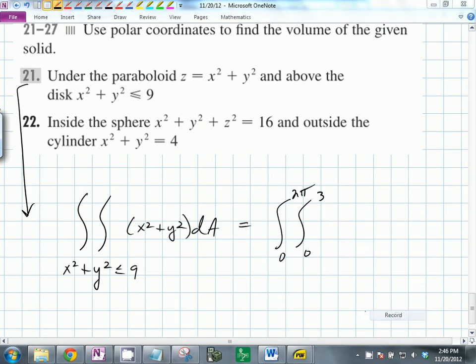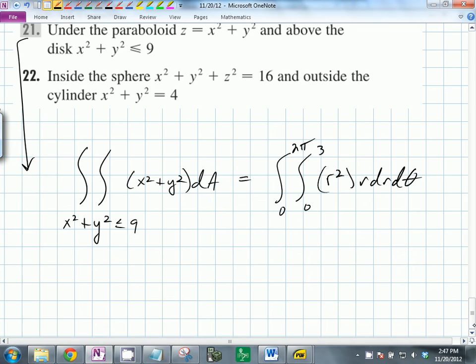So r squared, r dr d theta. I'm just writing it separately just so you can unpack it later. Is that cool? We don't have to do it. I just wanted you to set it up. You can do it if you want to. Sorry, Jun. Don't want to anger Jun.